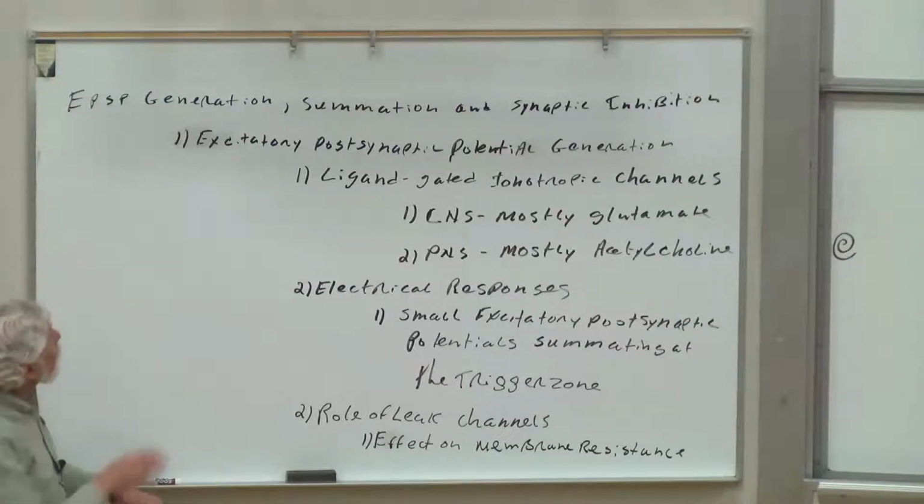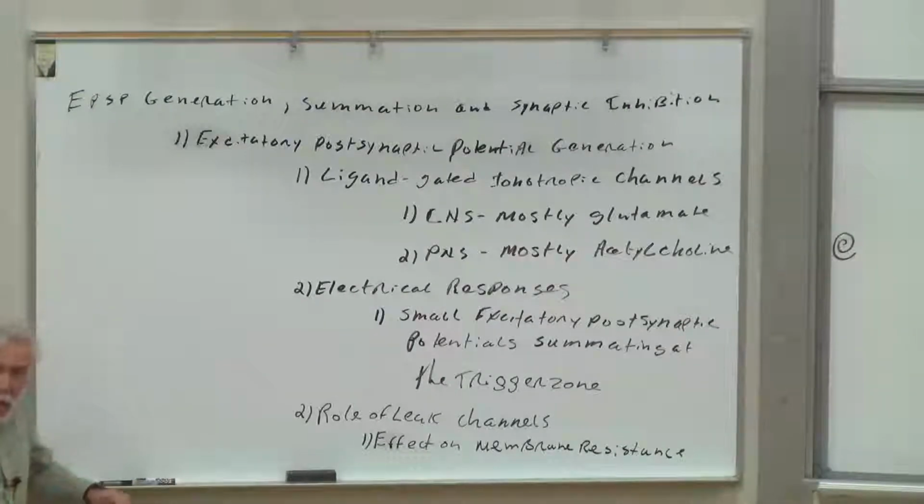So where we're headed today is we're going to talk a little bit more about the generation of excitatory postsynaptic potentials. We'd gotten to the point last time where we had discussed the ligand-gated channel, that is, those channels that are operated by a neurotransmitter. And we talked about them in terms of those in the peripheral nervous system being predominantly opened by the neurotransmitter acetylcholine, and that in the peripheral nervous system, the acetylcholine was largely disposed of by the enzyme acetylcholinesterase.